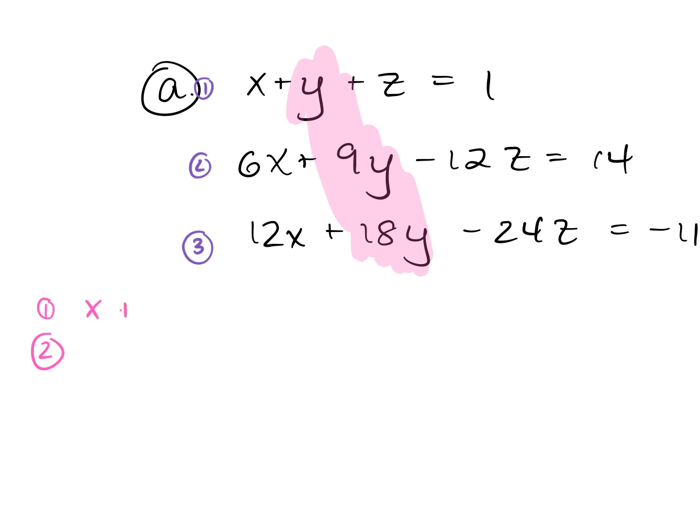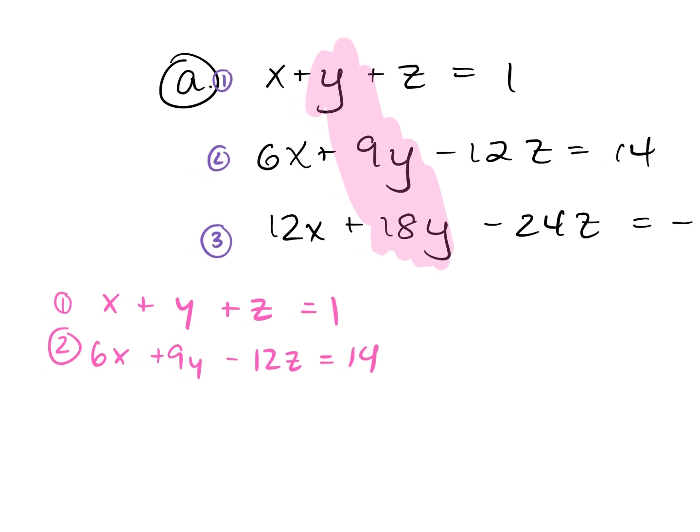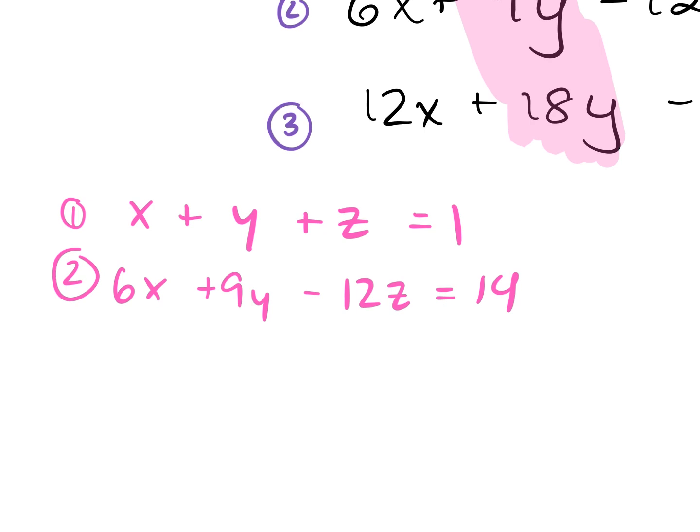So I have x plus y plus z is equal to 1. 6x plus 9y minus 12z is equal to 14. Now we said we want to cancel out our y's. So what do I need to multiply to get my y's to cancel? Negative 9 to which equation? To the first one. I'm going to multiply it by negative 9, and I'm going to write it right below.